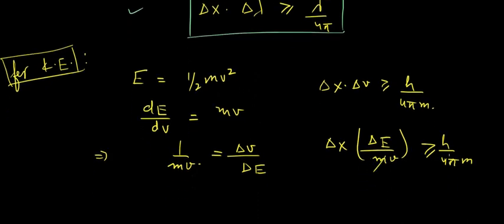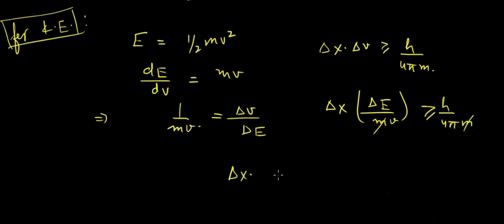Just cancelling m on both sides, we get delta x into delta E should be greater than or equal to hv upon 4 pi, where v is the velocity of the moving electron.